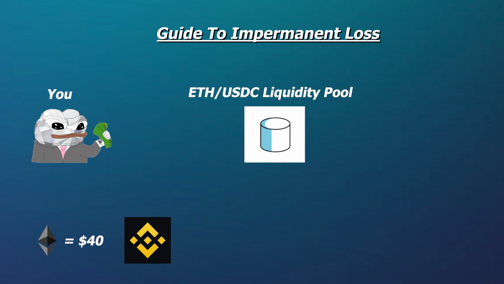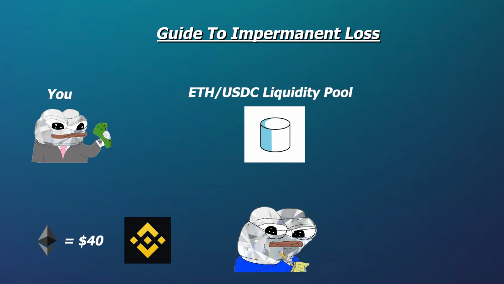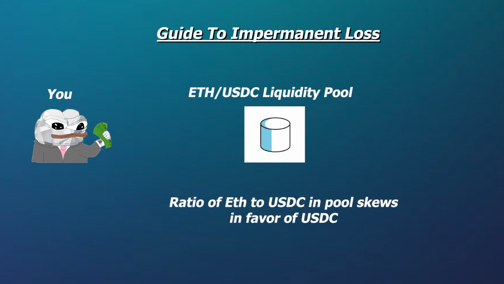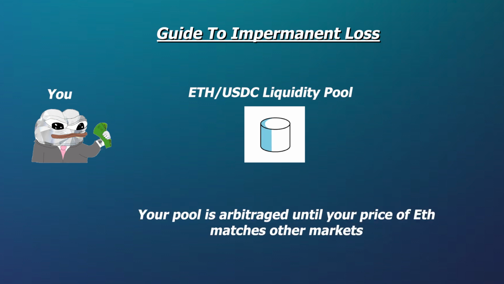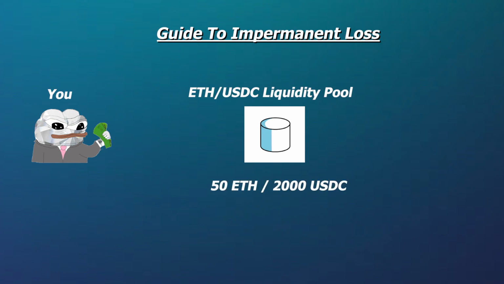Next, let's assume the price of ETH has gone to $40 on a different market. Arbitrageurs would take advantage of this opportunity by buying ETH from your liquidity pool for cheaper and selling it on that market for more. This would in turn cause the ratio of ETH to USDC in your pool to skew in favor of more USDC. Arbitrageurs would continue buying and selling until the price of ETH in your pool would be equal to that of other markets. In this scenario, the amount of ETH total in the pool would become 50 and the amount of USDC total would become 2,000.